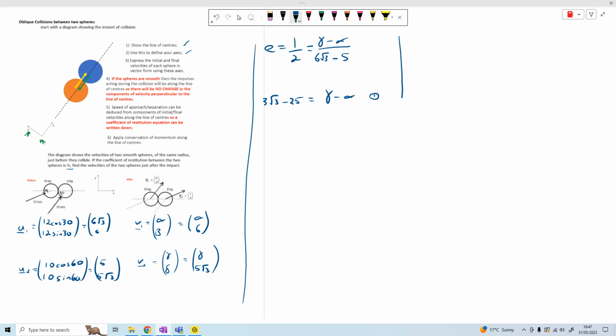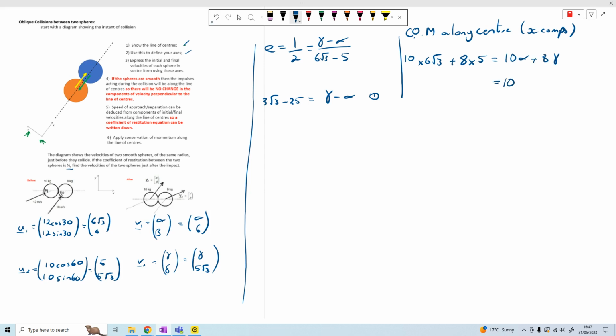Okay, and now let's use conservation of momentum. And we're going to make sure we do it along the center. Now, when I say this, I just mean the x direction, x components. Okay, so I don't care about the other components. So initial momentum, I'm going to have the first mass was 10. So it's 10 times 6 root 3. And I'm going to have plus 8, because that's the mass of the other one, times 5. And that's going to equal 10 alpha, because I don't know what alpha is, plus 8 gamma.